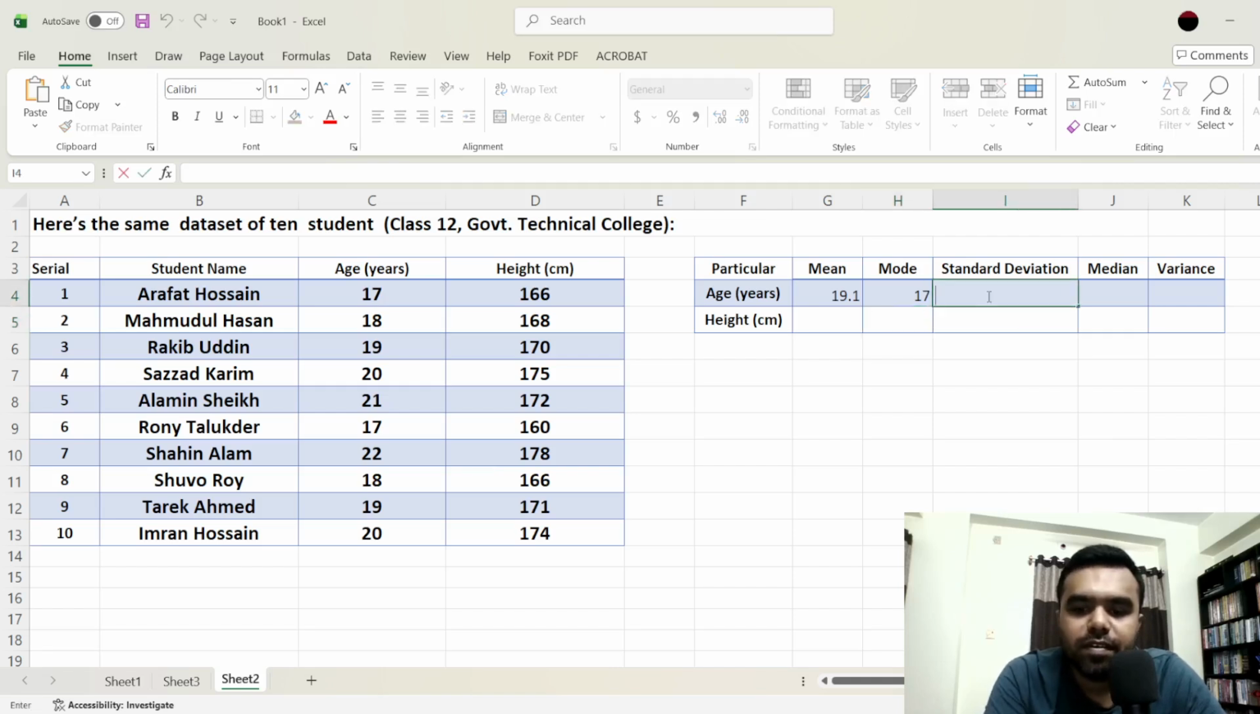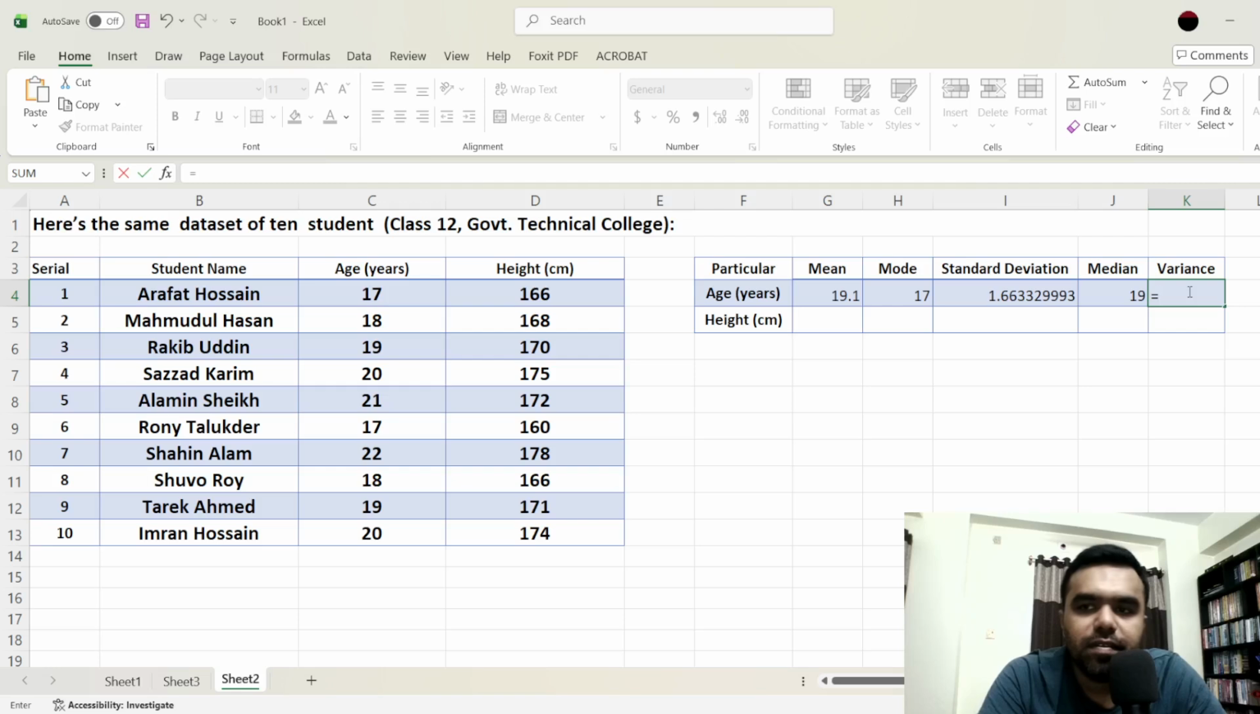Now we get the standard deviation. For standard deviation, we write STDEV.S. Now you select the data range and we get the value 1.66 or 67. Now we get the median. For the median, we write the MEDIAN function, then we select the dataset range. 19 is the median.